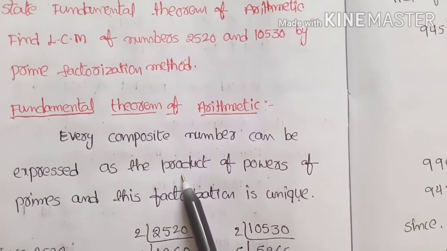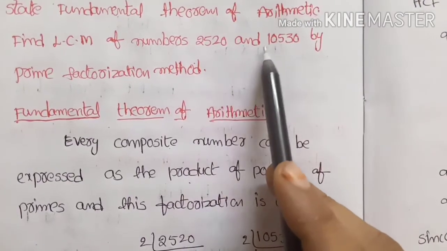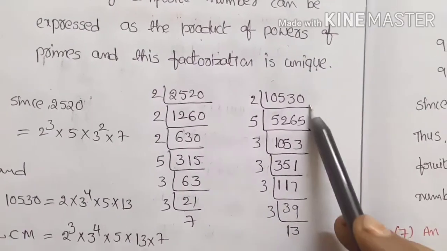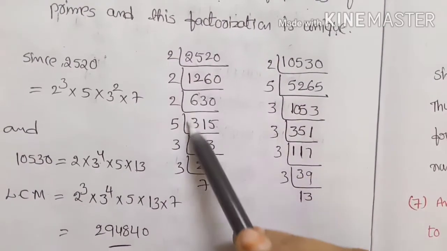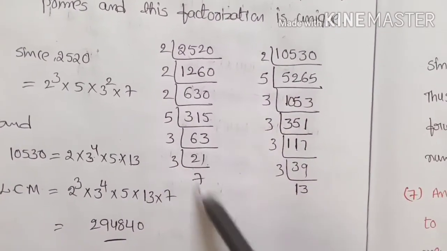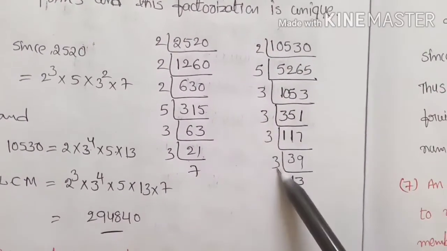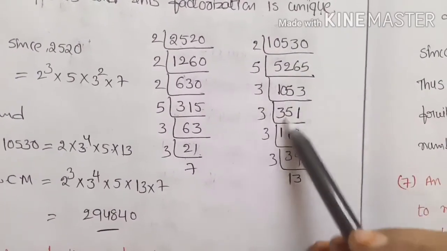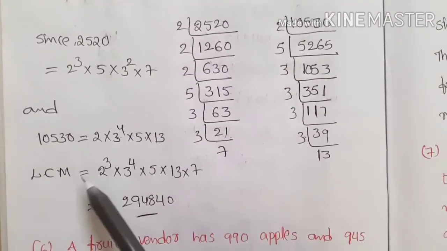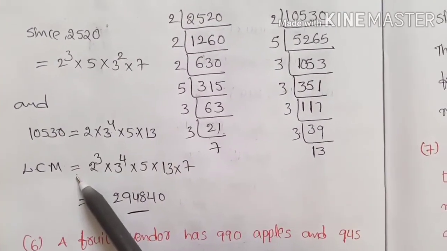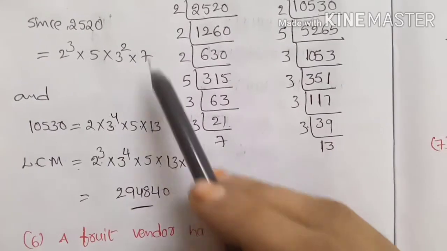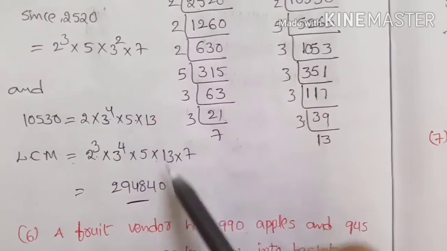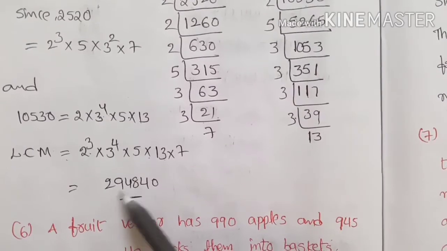Next, the prime factorizations of 2520 and 10530. Okay, this is the prime factorization. Then the LCM is 2³ × 3⁴ × 5 × 13 × 7, taking the least common multiple. Okay, that is the answer.